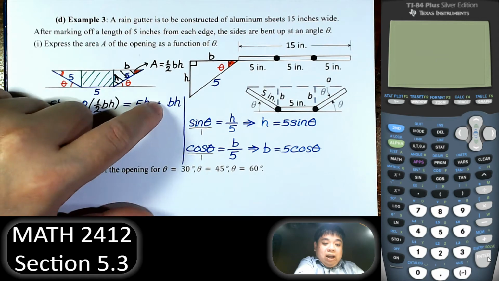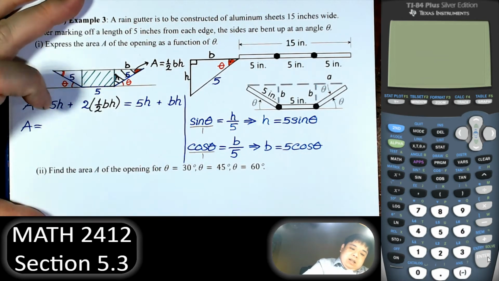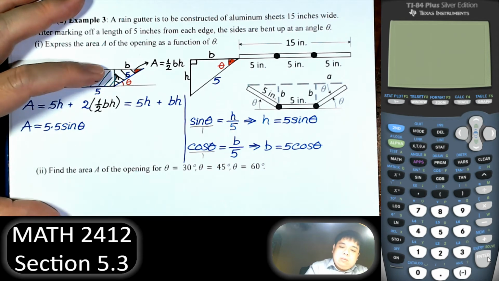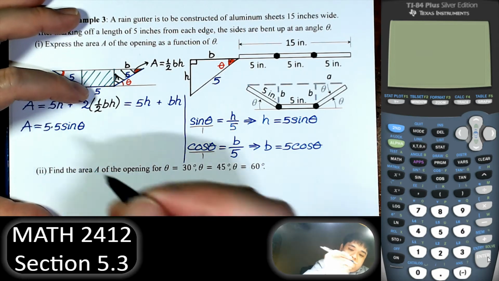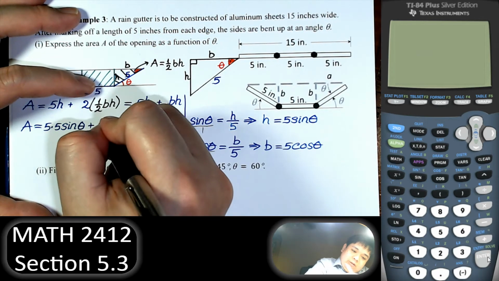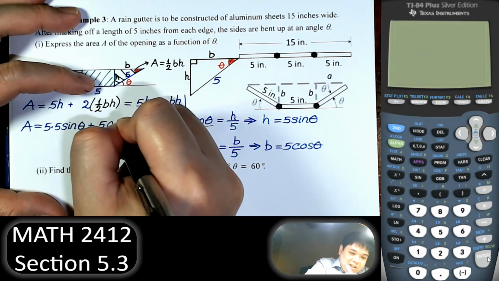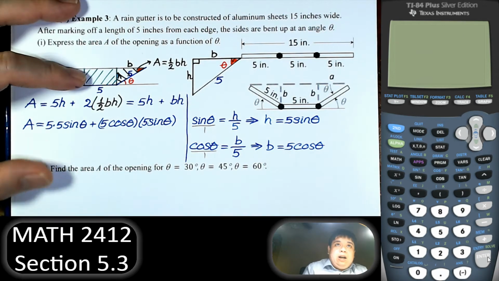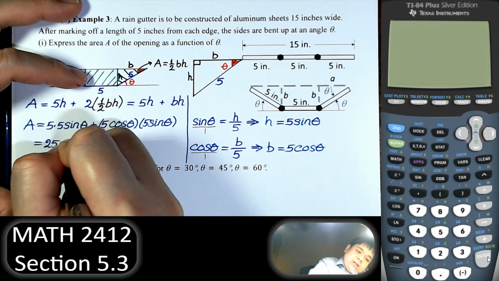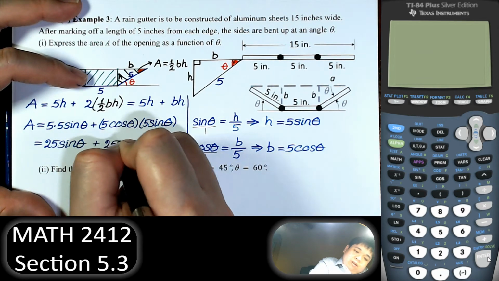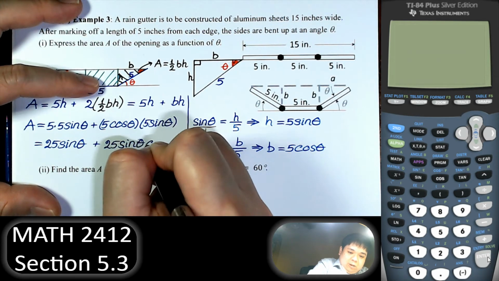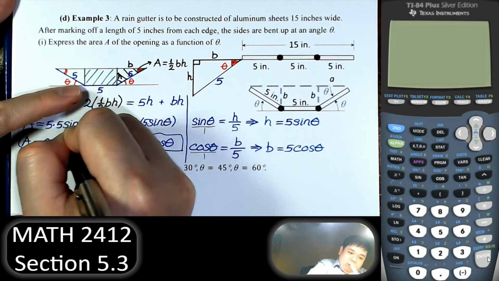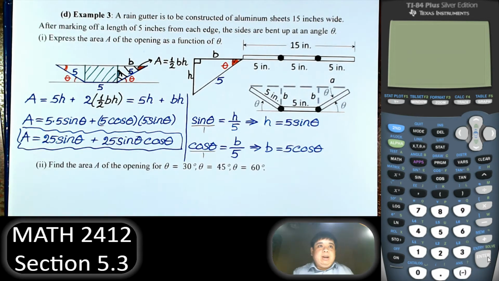And with this information, we can put it back in here in terms of h and b. So the area in terms of theta is 5 times h, which is 5 sine of theta, plus b times h, 5 cosine for b and 5 sine for h. That gives us 25 sine of theta plus 25 sine theta cosine theta. Right. So this is the area in terms of theta. The unit will be inches square. Right. So that is the function.